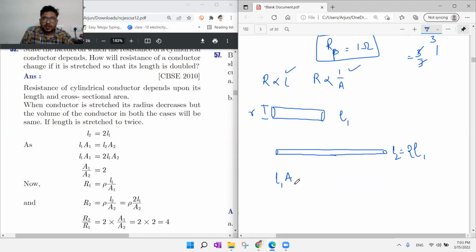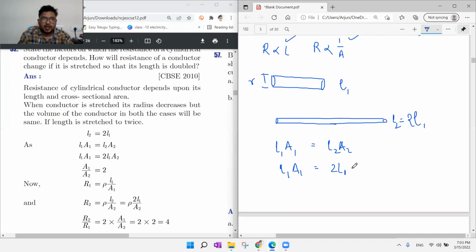Now L1 is the length, the area of cross section is A1, which is equal to L2 and A2. Now it has become L2 A2. What is the L1 value? L1 only. What is the A1 value? A1 only, is equal to L2 value, which is 2L1. And A2 we know will be reduced, right? So let us find that A2. L1 will be cancelled. We will get A1 is equal to 2A2. Sending A2 to that side, A1 by A2 is equal to 2.